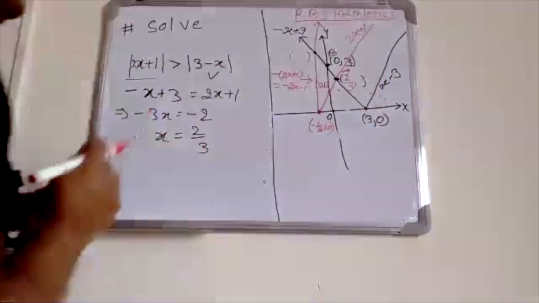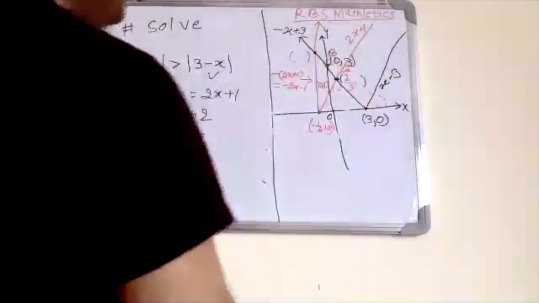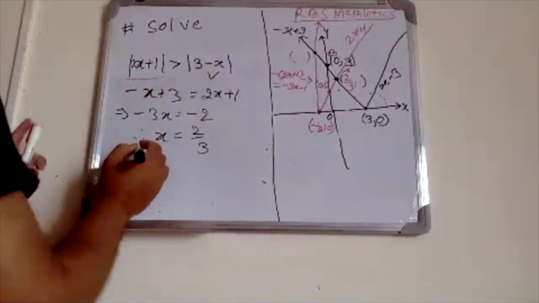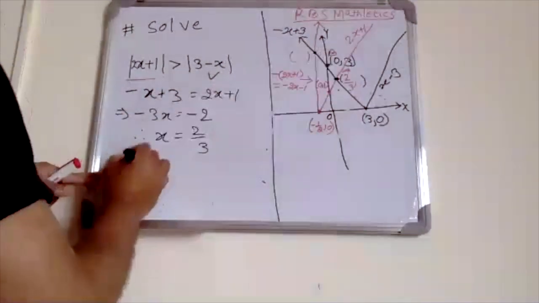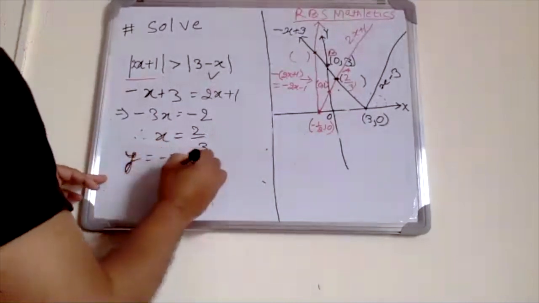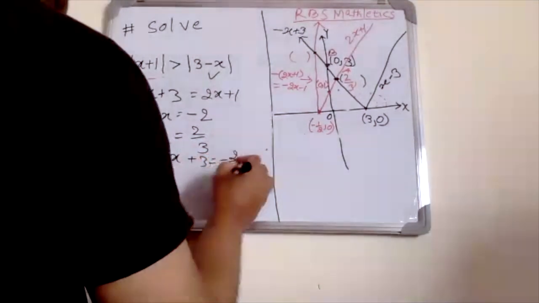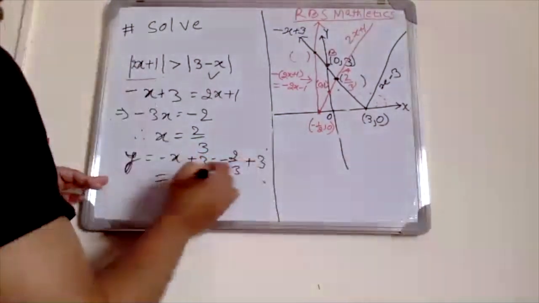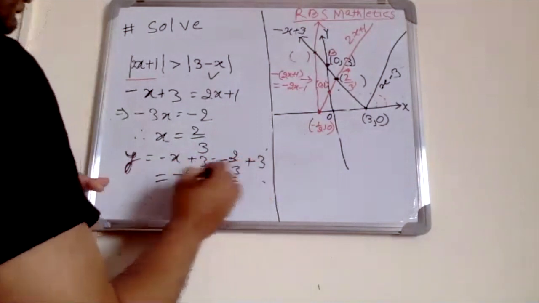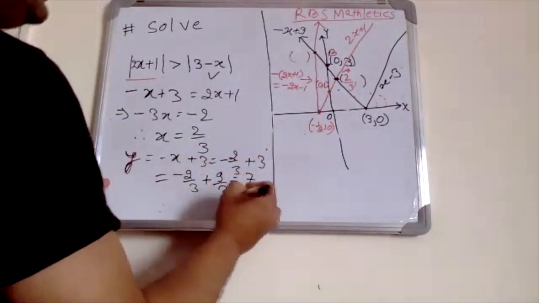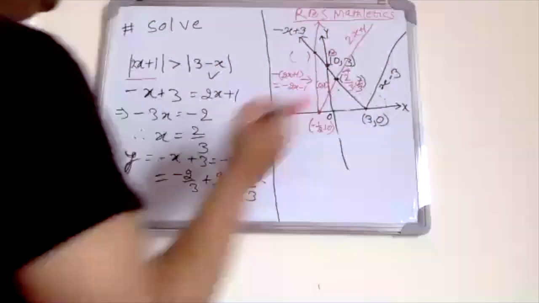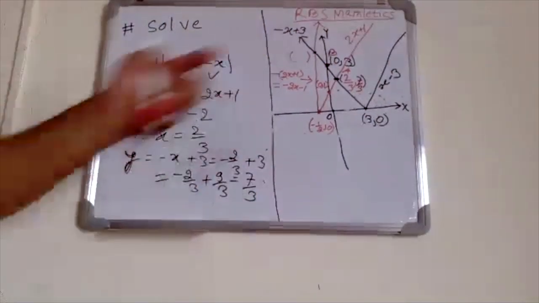Now what is the value of y? Although we are not so concerned with finding y, it looks better if you get the value of y also. Take either of these 2 lines. y is going to be minus x plus 3, so it is minus 2 by 3 plus 3, which is minus 2 by 3 plus 9 by 3. Minus 2 plus 9 is 7 by 3. So your y coordinate is 7 by 3. All right, so one point is already obtained.